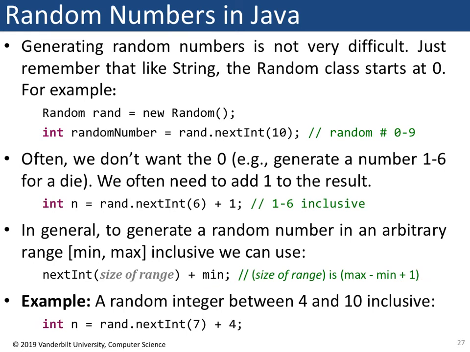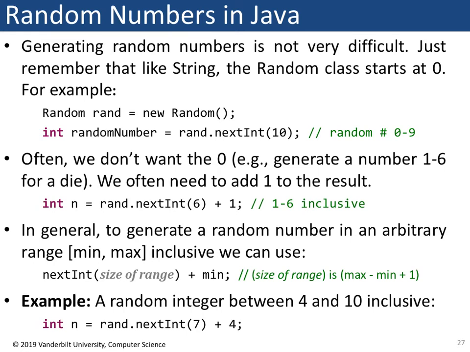value. So if we wanted to generate a random number between 4 and 10 inclusive, we would do 10 minus 4, 6, plus 1, 7. So ran.nextInt of 7 plus the min, which is 4.